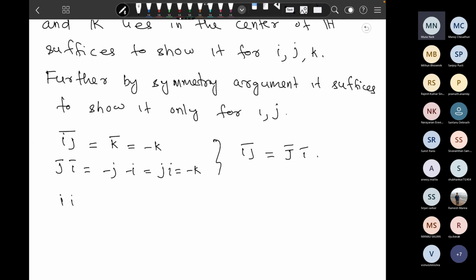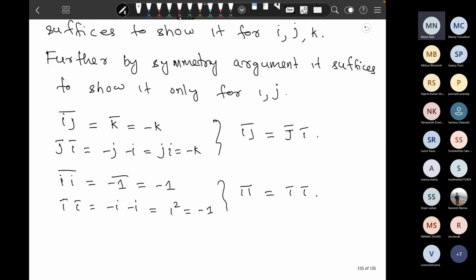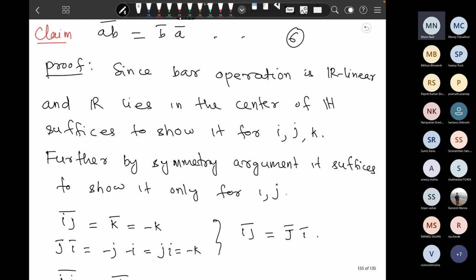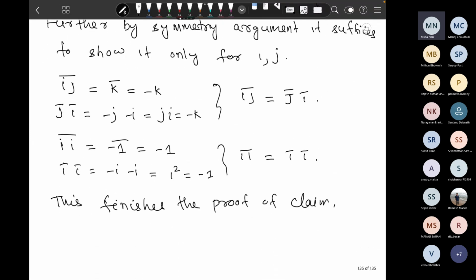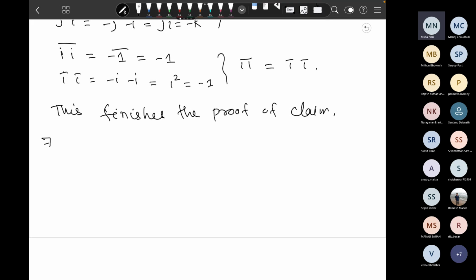Now the bar of i square is the bar of -1, which is -1, and i bar i bar is minus i times minus i, which is i square, equal to -1. So the bar of i square is equal to i bar i bar. If I have done this for i, then I don't have to do it for j, right? Because of the symmetry. So this finishes the proof of the claim. If you are not convinced, then you can do it just by calculating. This is property 6.